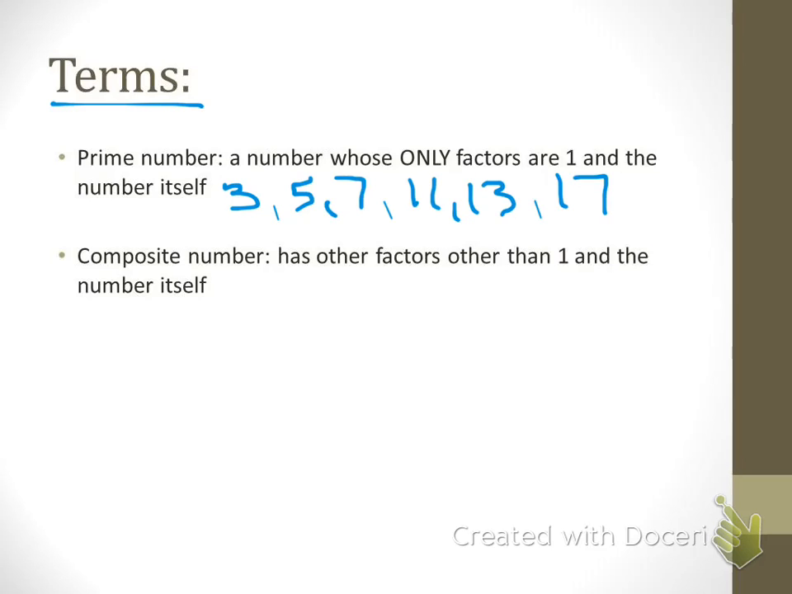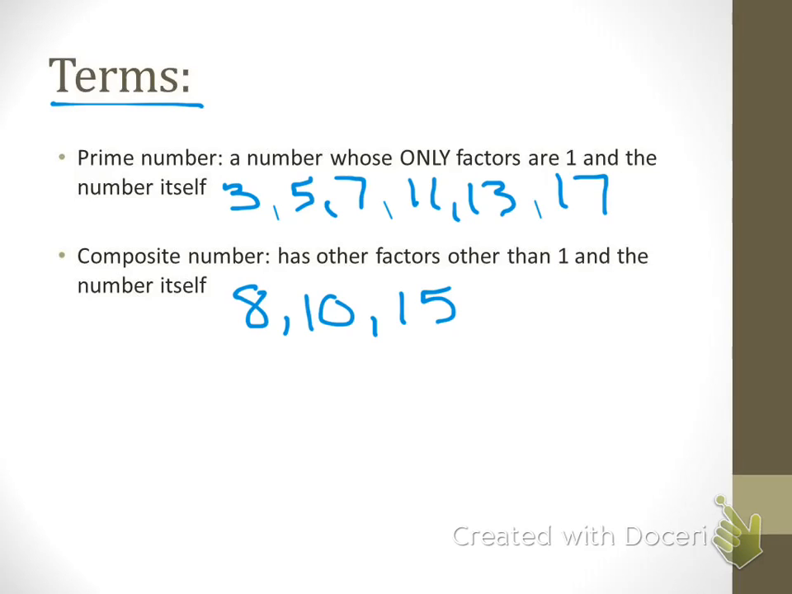A composite number has other factors other than 1 and the number itself, like the numbers 8, 10, and 15. What's another factor for 8 other than 1 and 8? 2. What about 4? What about 10? What's another factor? 5 or 2. What about 15? 5 or 3. So these numbers have other factors other than 1 and the number itself. That's the difference between a prime and composite number.